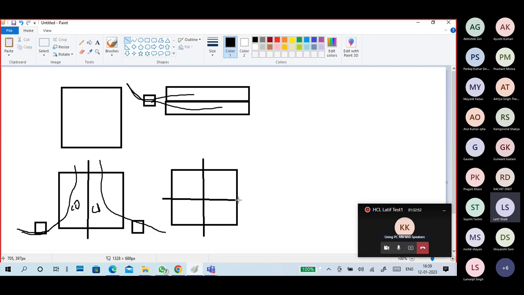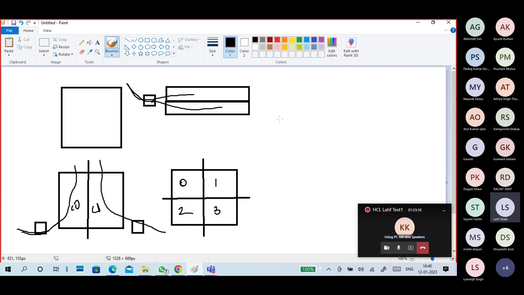Four cores, that is a quad core processor. This is a two core processor, this is a four core processor. Quad core means totally four cores are there in a single processor. Then octa core, deca core, meaning one processor divided into multiple cores.